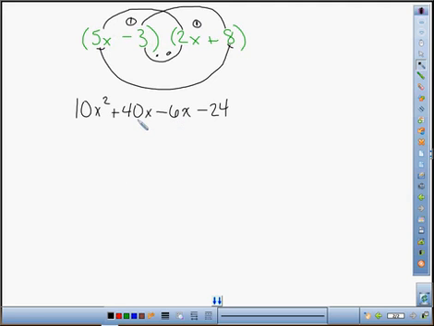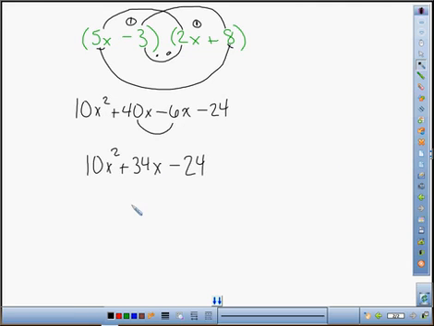However, we're not done. We do need to simplify and put our two terms together here. So we end up with 2x squared. 40 minus 6 is going to be positive 34x, and then we still have the minus 24. So it's a two-step process. After you do all the multiplication, you do have to add those two middle terms together.